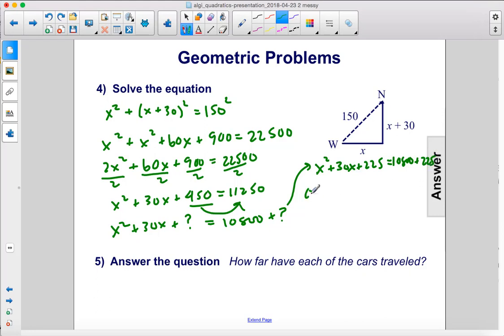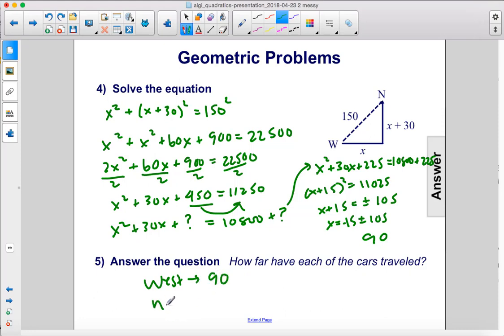Now we can have (x plus 15) squared equals 11,025. So x plus 15 equals plus or minus 105, and that gives us x equals negative 15 plus or minus 105, which would be two different answers, but we only want the positive answer. And the positive answer is 90. That means that the westbound car went 90 miles and the northbound car went 120 miles.